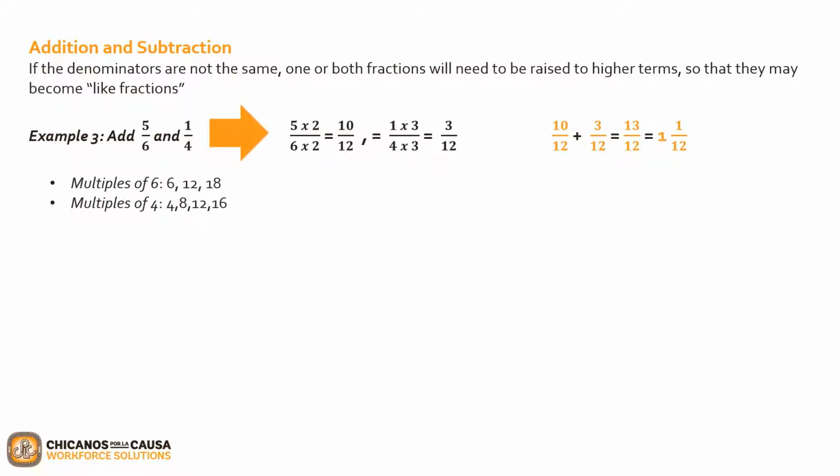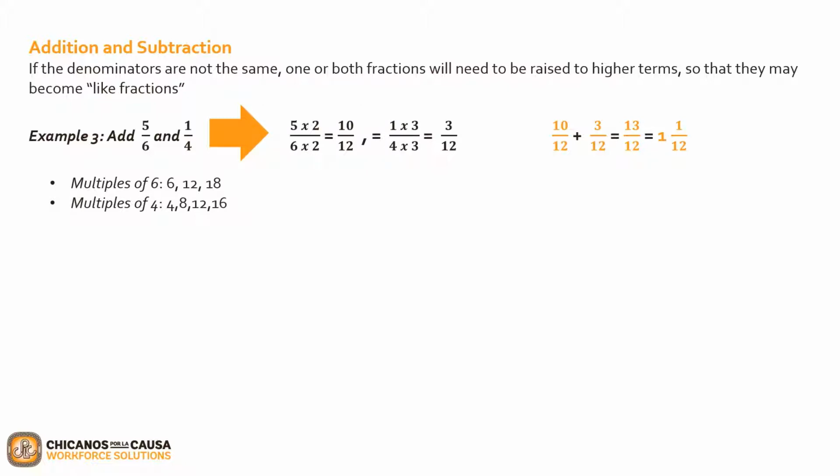So, in order to get from 6 to 12, we actually have to multiply 6 by 2. Therefore, we have to multiply the numerator by 2 as well. So 5 times 2 is 10. This gives us a rewritten fraction of 10 over 12.